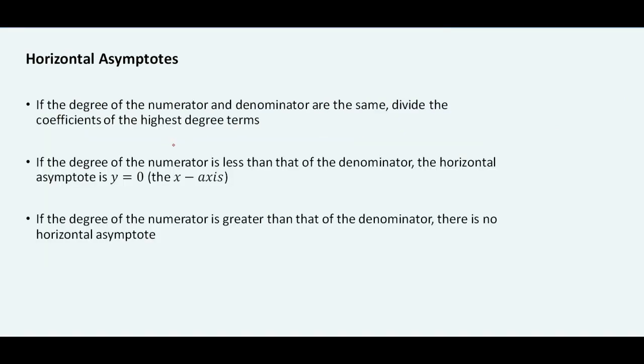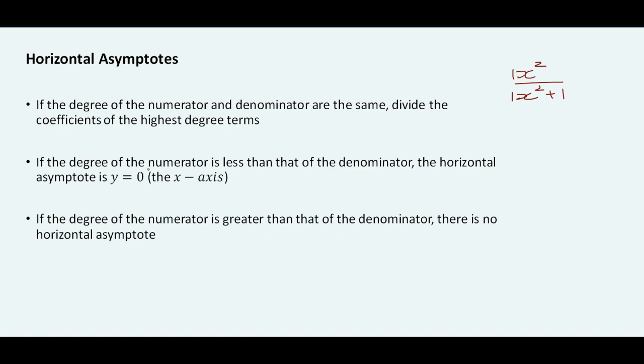Now here are the rules for the horizontal asymptote. If I had something like x squared divided by x squared plus 1, the degree is the largest exponent on the x value in the function. So here we can see that 2 is the degree. If the degree of the numerator and denominator are the same, divide the coefficients. Our degree is 2 and our degree is 2, so our coefficient is 1, so we divide 1 by 1, and that's going to give us a 1.